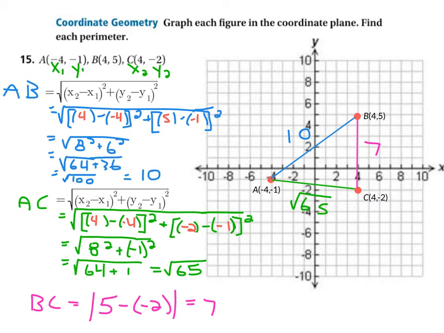If I want the exact answer, now I'm just going to sum them up and write it on top. 10 plus 7 is 17, plus root 65, which, by the way, is just a little more than the square root of 64, which is 8. So it's 17 plus a little more than 8, so it's going to be a little more than 25. It'll be approximately 25 point something.